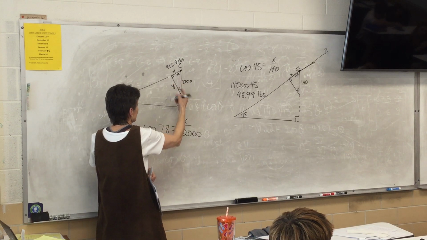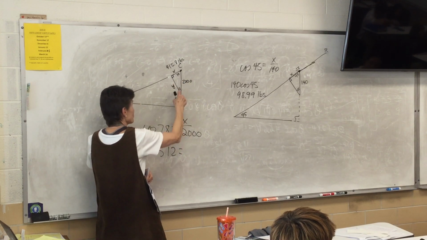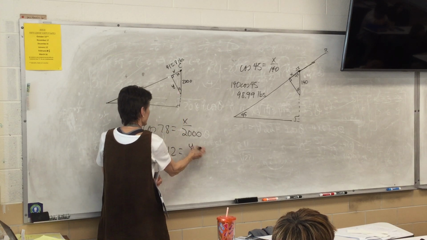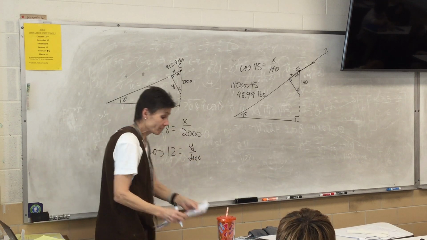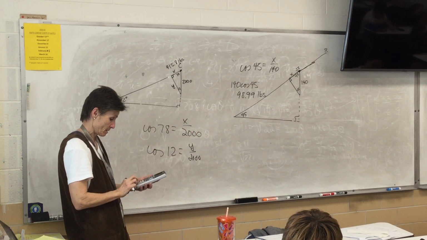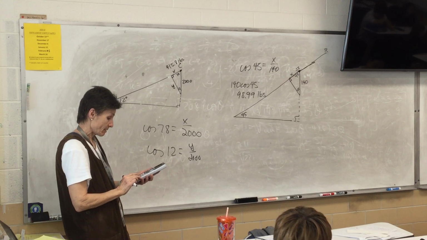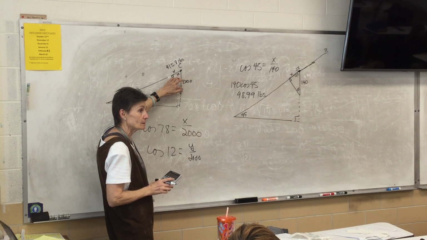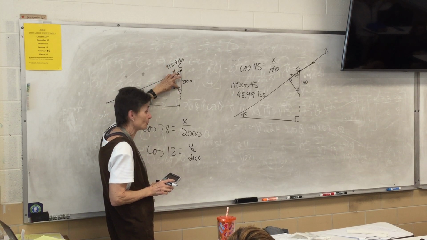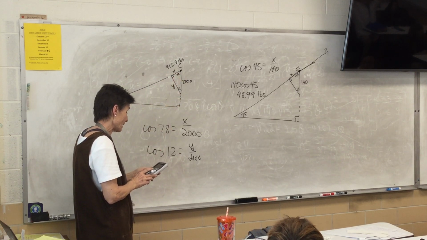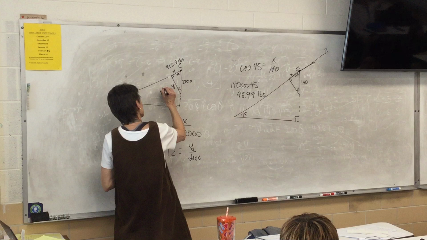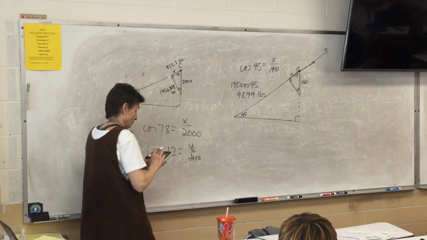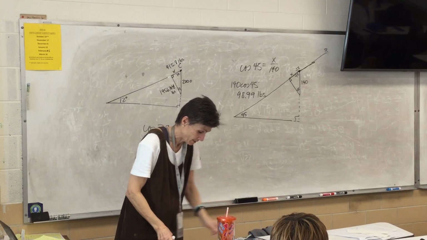I can use sine 78 or cosine 12. It doesn't matter. You can use whichever of those angles you want because you got them both. So if I use cosine 12, it'll be y over 2,000. So that force is 2,000 cosine 12. Now kids, it doesn't matter if you use sine or cosine in this triangle. It's going to depend on which angle you're using. So I got 1,956.30 pounds for the force perpendicular to the street.